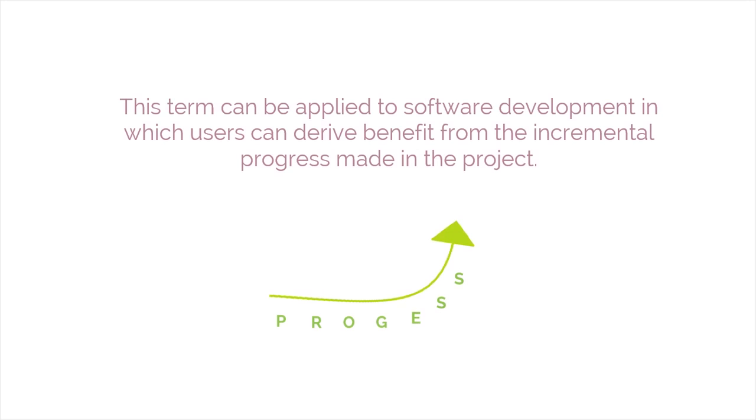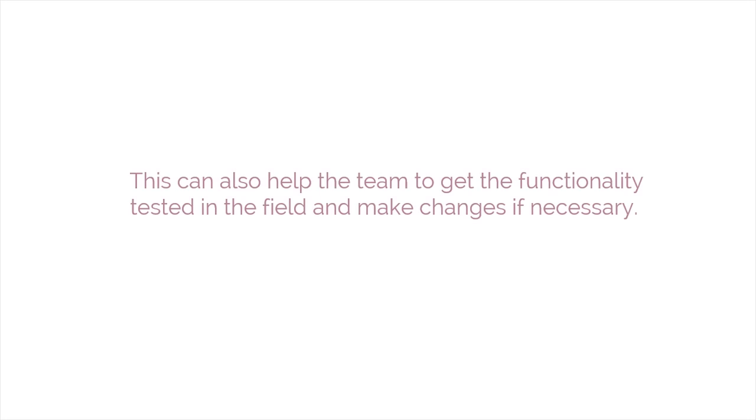A minimally marketable feature, or MMF, is a set of complete functionalities that can be released to users and used by them, but the functionalities do not represent the entire project. This term can be applied to software development in which users can derive benefit from the incremental progress made in the project. This can also help the team to get the functionality tested in the field and make changes if necessary.